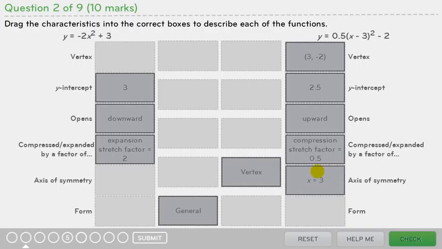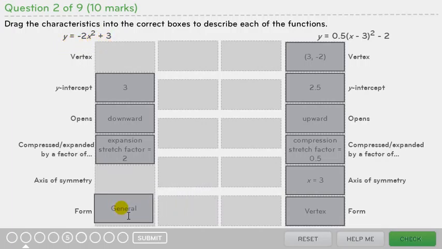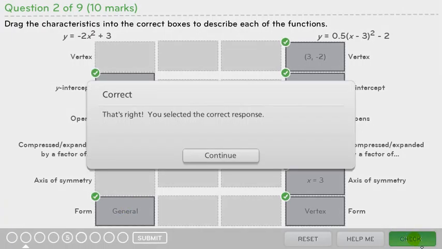Next, we need to deal with the form. Now, the form on the right-hand side is clearly in vertex form, but it could be argued that the one on the left-hand side is in both forms, so we'll put the general form over there. Let's check our solution, and we are correct.